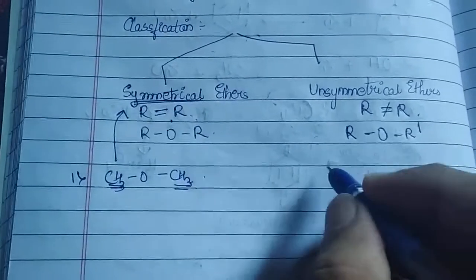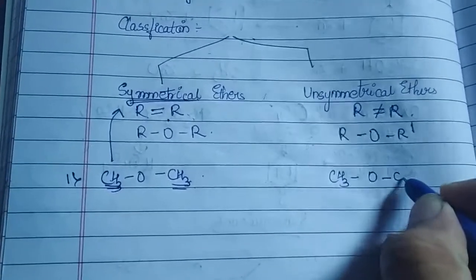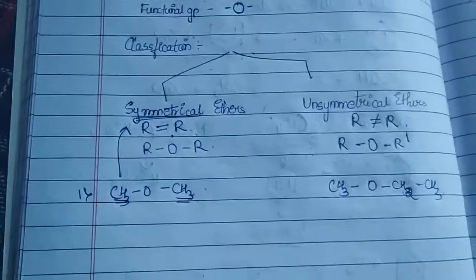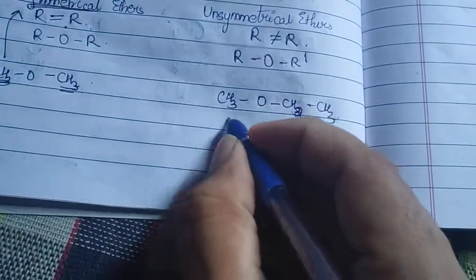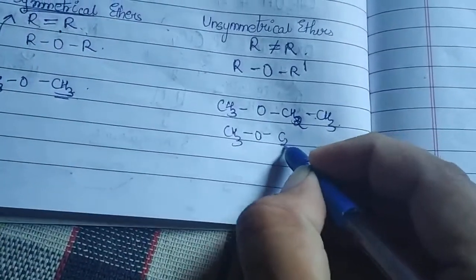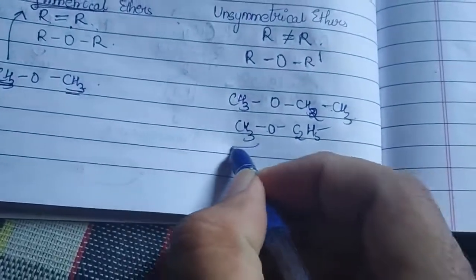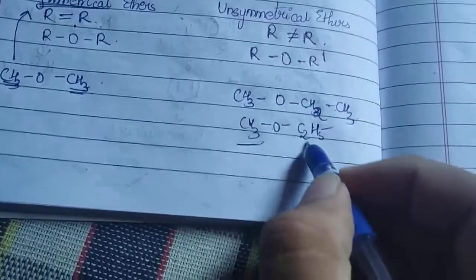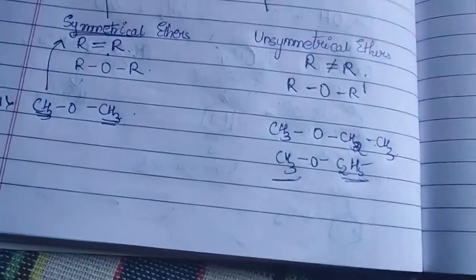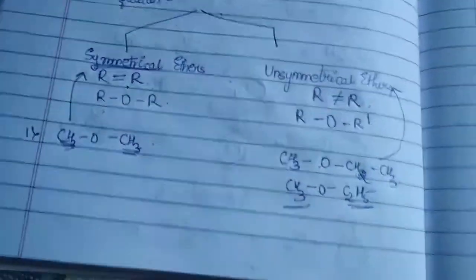Similarly, let me take one more example: CH3OCH2CH3. I can write it as CH3OC2H5. What I'm observing here is that one alkyl group is one thing and the other alkyl group is another, so both are different. So this will be an example of unsymmetrical ethers.